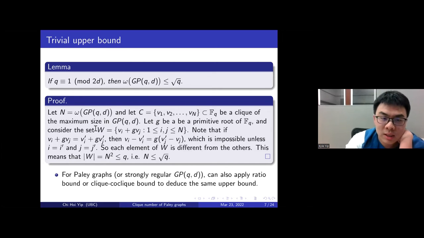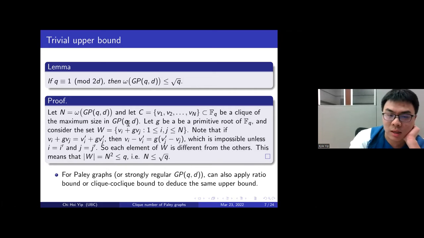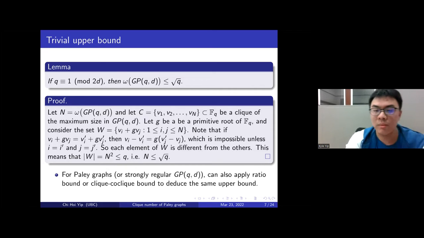We consider the set W to be the combination of v_i and g v_j for all possible pairs i and j. Suppose we can show that all elements in this set W are distinct from each other, then that means the set W would have size exactly n squared. But we know that W is a subset of F_q, which means that n squared is bounded by q, which means that n is at most root q. So we just need to check that all elements in W are pairwise different from each other.